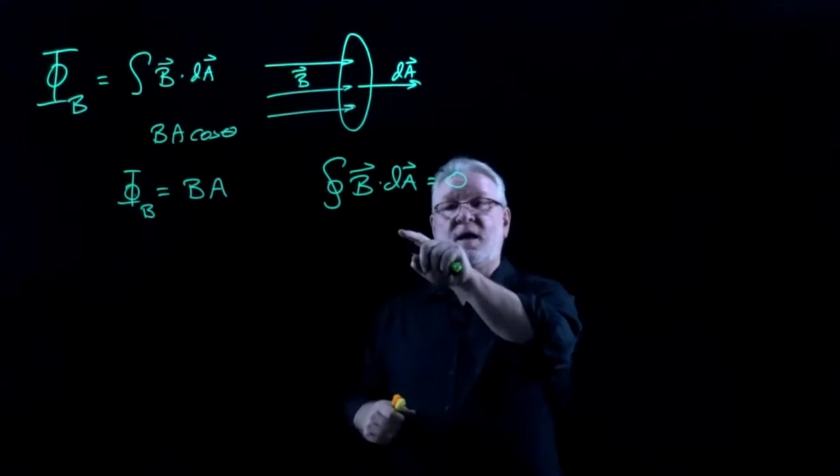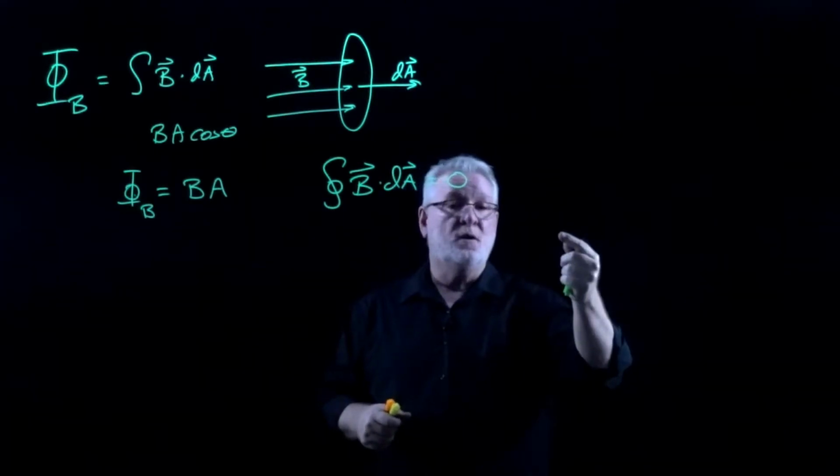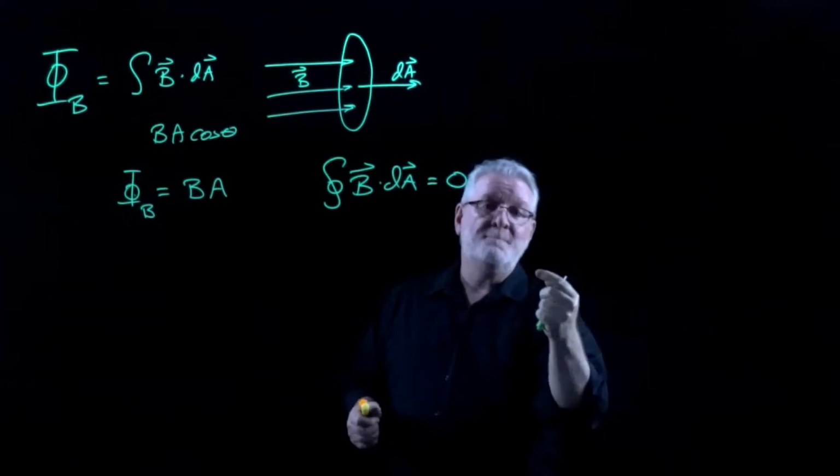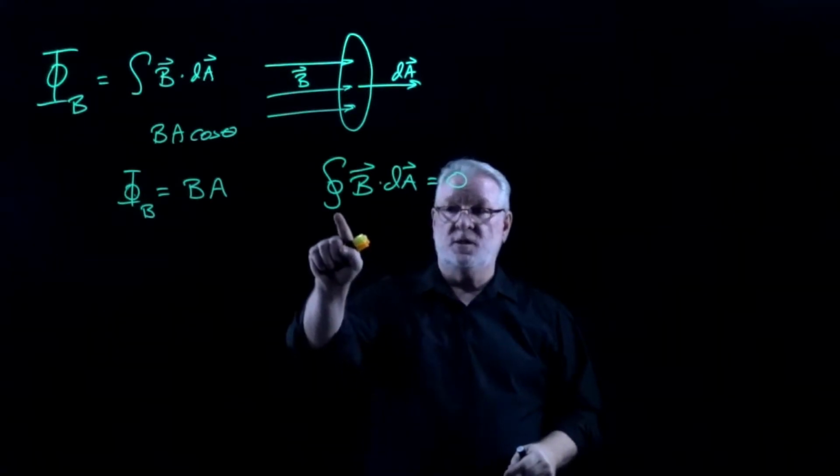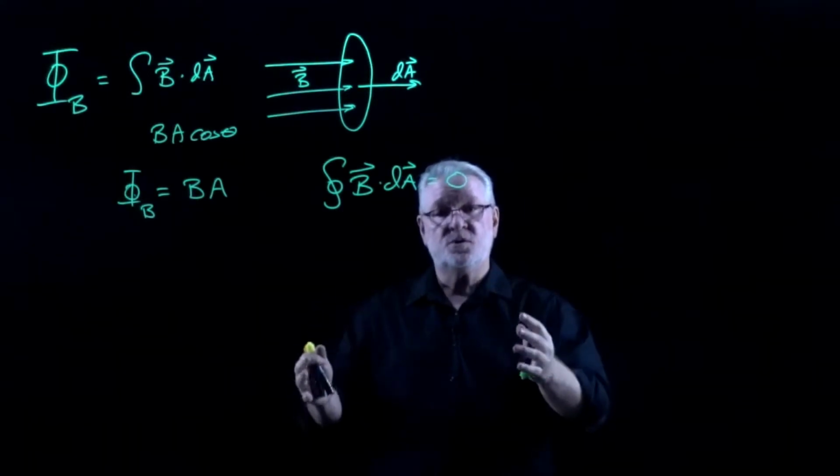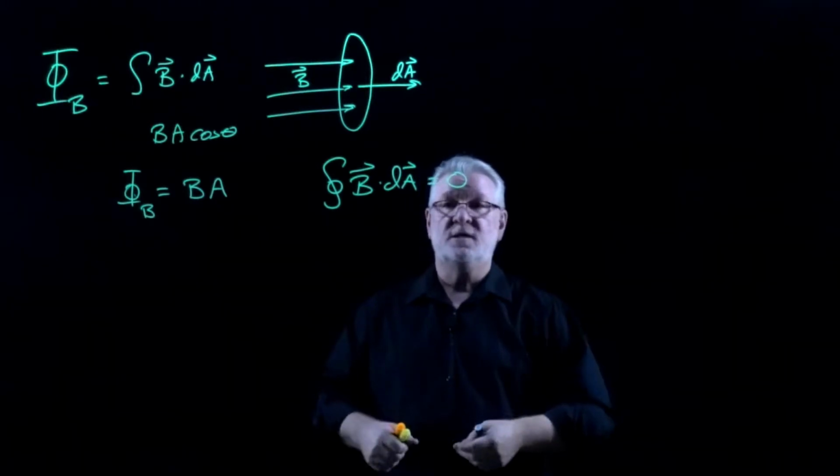But of course, if a field line pierces the surface in one location, it has to loop around and come back through the surface in another location, because again, this symbol means it's a closed surface, so it's something very much like a sphere.